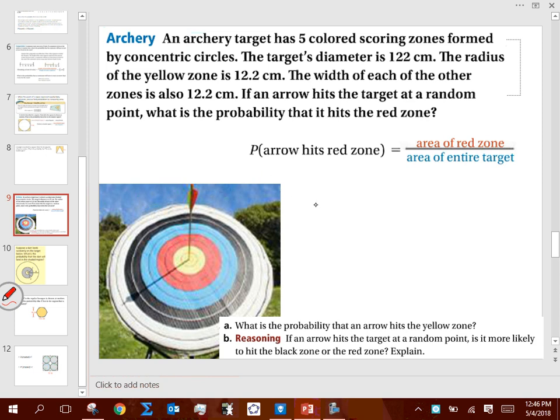So here's the idea, guys. I know I'm going to hit the target. I have to hit the target. So that is my sample space. Does that make sense? Okay, so do we have the ability to find the entire target's area? The entire target's area would be pi r squared, right? What's the radius for this entire target?